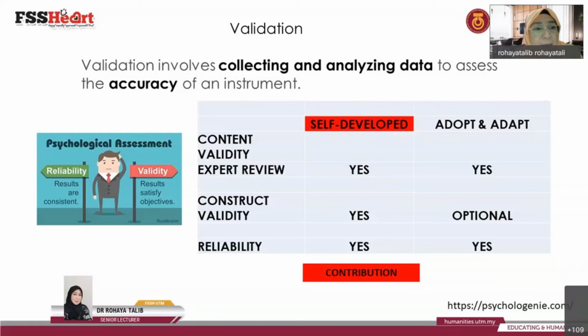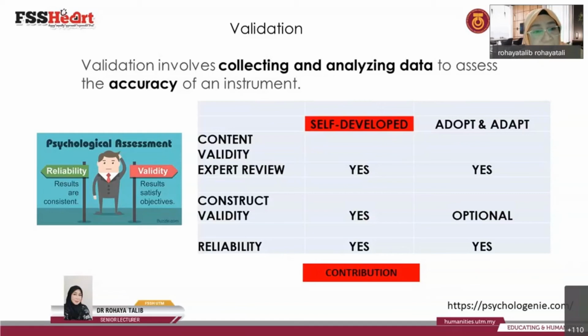And on top of that, I would like to say something about contribution. With adopt and adapt, you have to undergo the whole process of validation, but you still cannot claim that it's yours. This is the sad part of adopting and adapting. It's still the author's. The intellectual property is the author's, the first developer's.